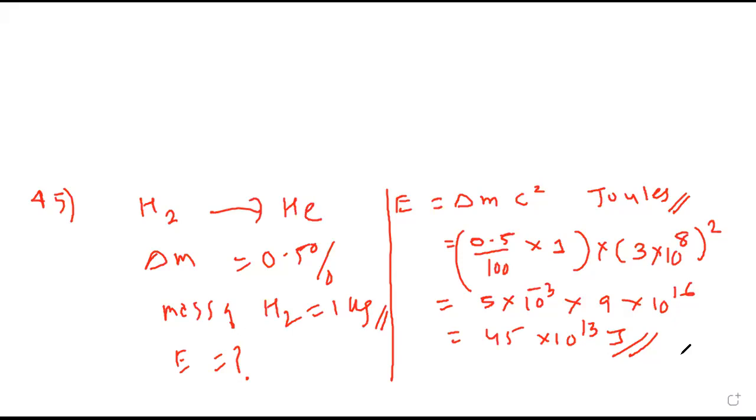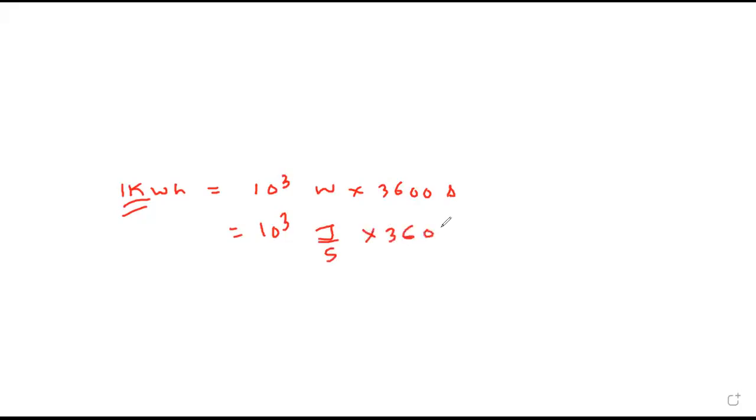Done, sir. Okay. 45 into 10 raised to 13 we got, but we want the answer in kilowatt hour. Aniket, you might know because you had this in 10th standard. 1 kilowatt is 10 raised to 3 watt, correct now? Into 3600 seconds, since 1 hour is 3600 seconds. Now, what can I write joule by second? So you are getting 3.6 into 10 raised to 6 joule is 1 kilowatt hour.